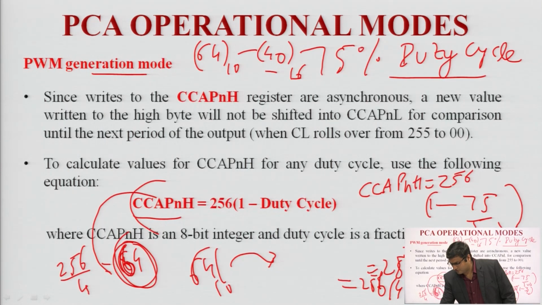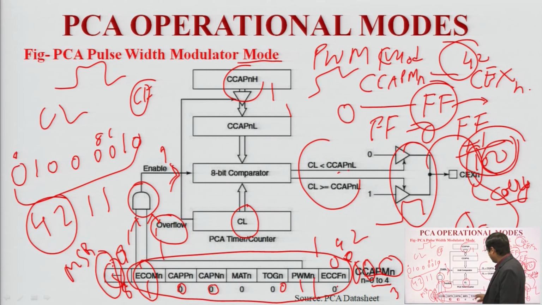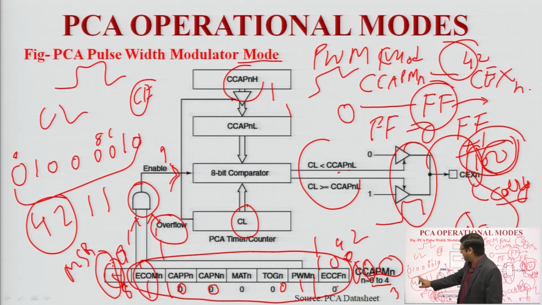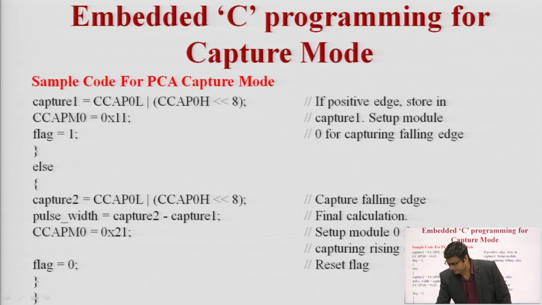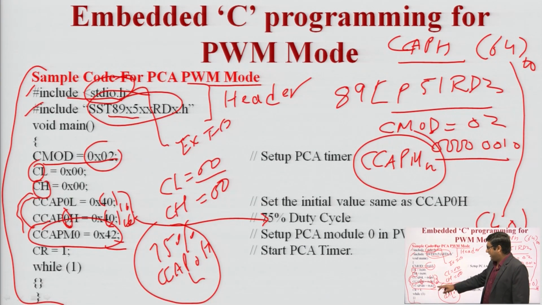Just a second, I am going to calculate the value of 42 here. In PWM mode operation, the ECOM bit and the PWM bit both have value 1, and so we get the value 42. This will help in our programming. So it has a value of 42, and CR should be 1.